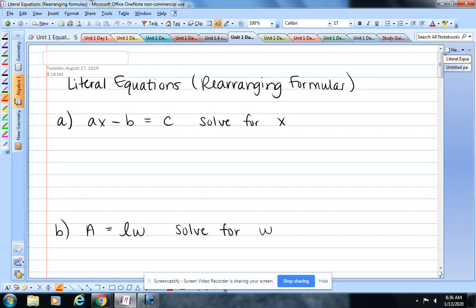So you're going to solve for the variable they tell you to. So this first one, ax minus b equals c, wants us to solve for x. That means you're going to get x by itself. Move every variable away from the x. So x is right here. We're going to move everything away from the x. Okay? Now this looks like a two-step equation, doesn't it? Don't that look exactly like this?